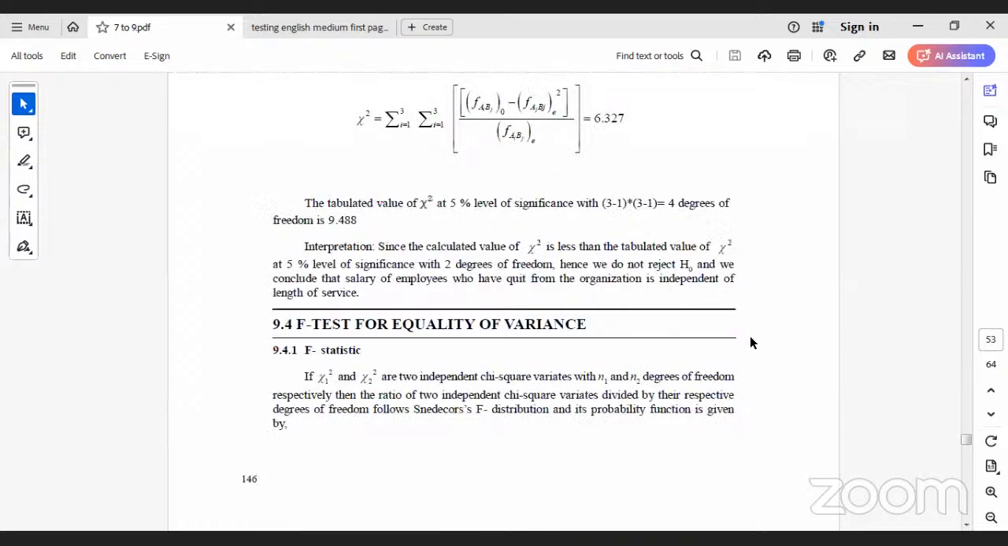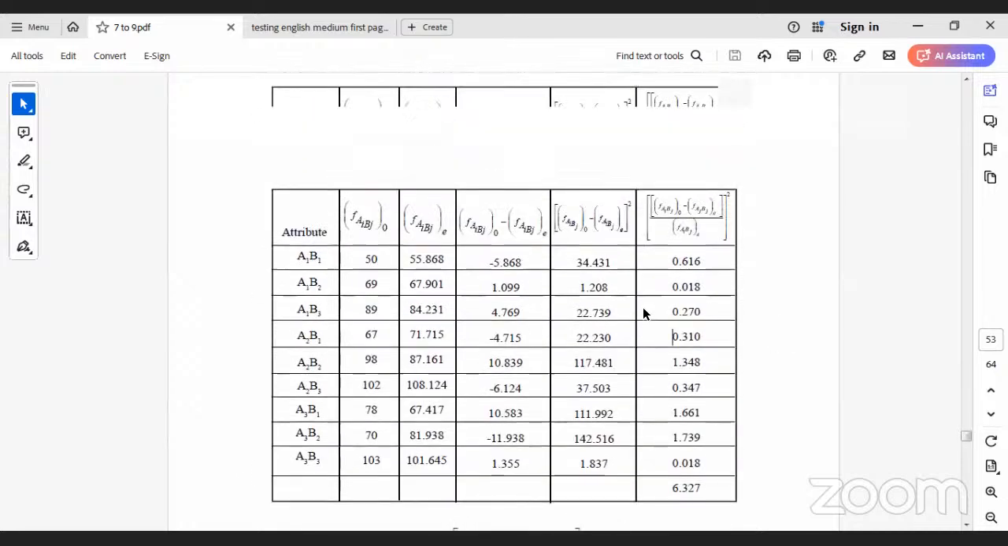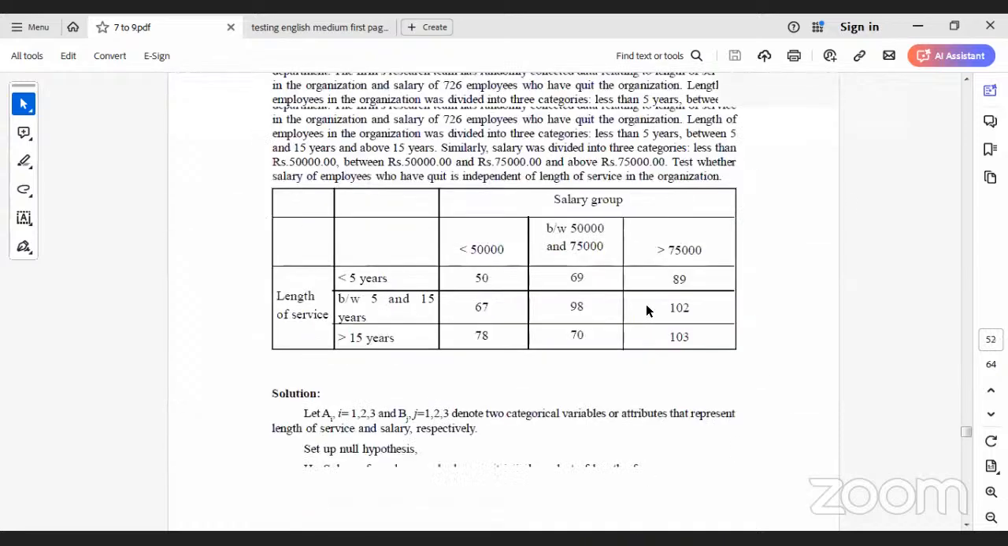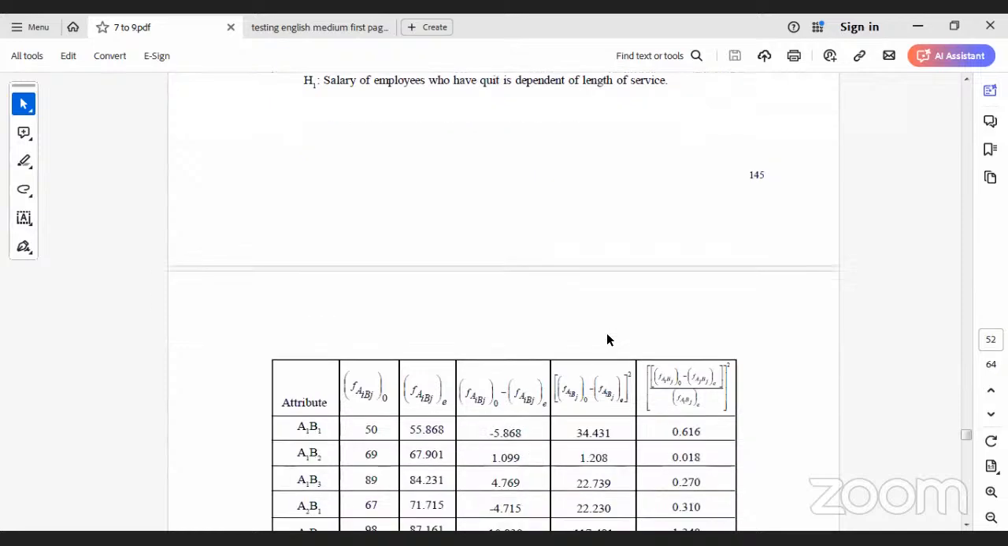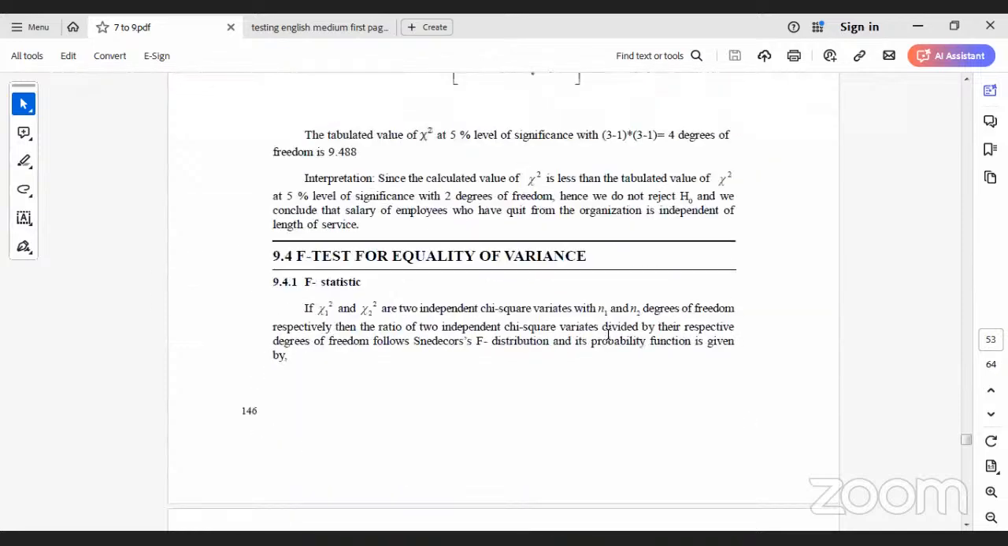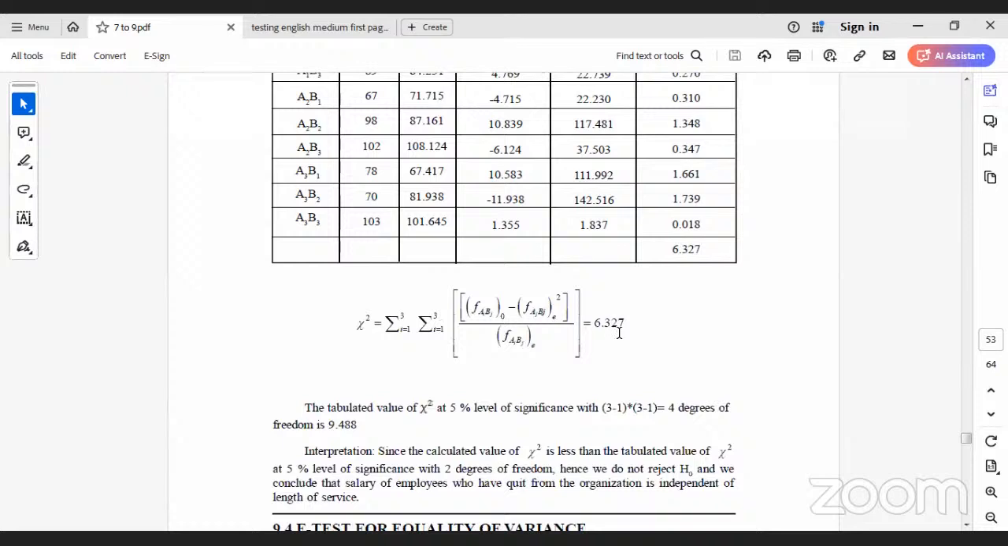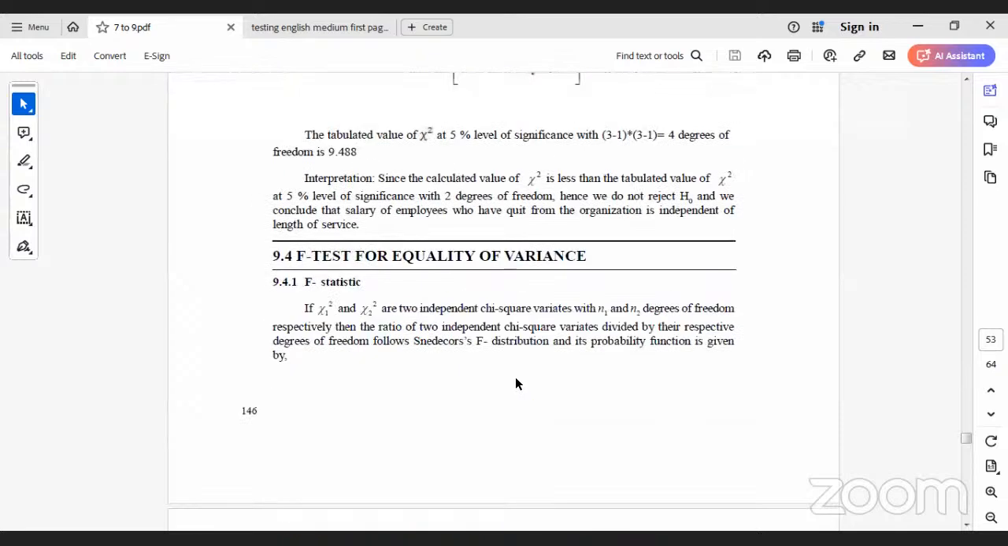So chi-square at the level of 3 minus 1 into 3 minus 1 degrees of freedom, rows and columns, that is 4 we are taking here. Degrees of freedom 4, tabulated value 9.488. The calculated value is less than 9.488, so we do not reject H0. We did not reject H0. Conclude that salaries of employees who have quit the organization are independent of the length of service.